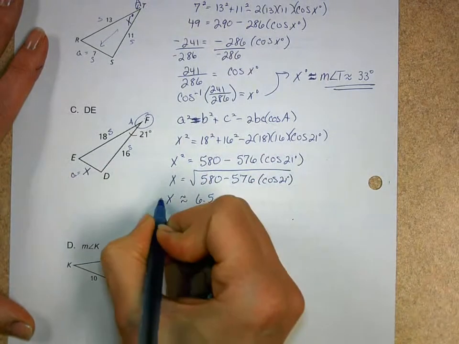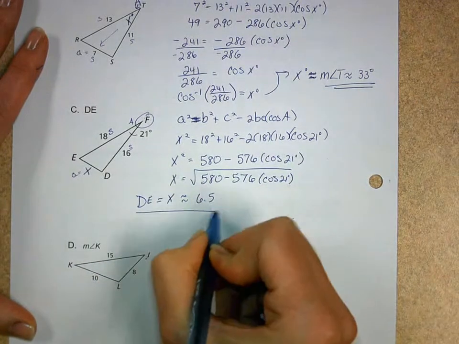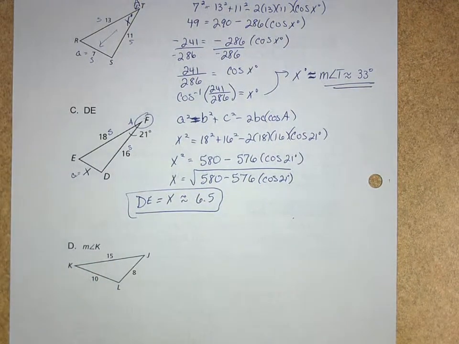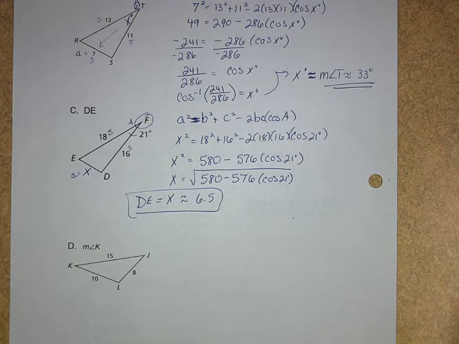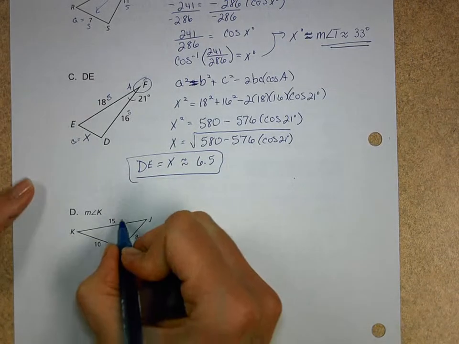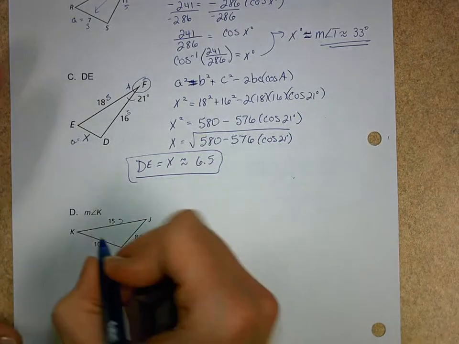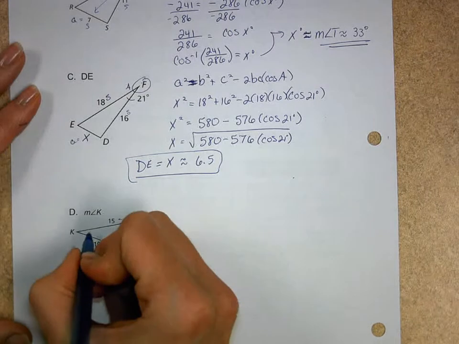Now remember, x is also the length of segment DE, so you're going to see me write it kind of like this time, just so we know exactly what we were looking for. So the length of segment DE is 6.5. All right, let's finish this one, and we're going to be done. This time I have side, side, side. So again, I'm using the law of cosines. I'm looking for the measure of angle K.